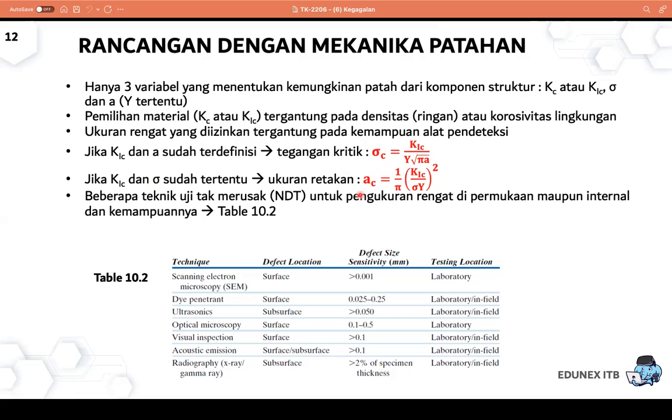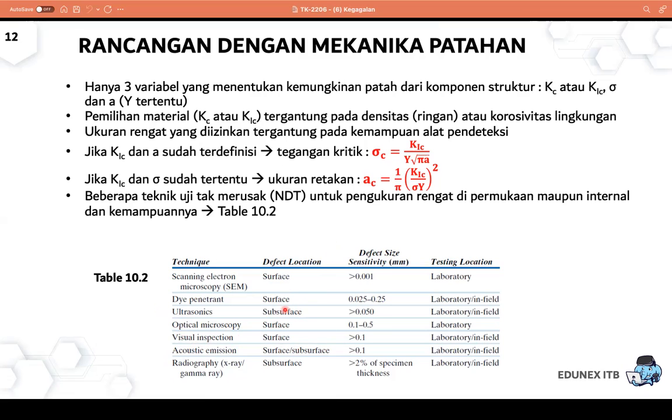Okay, so this is all about NDT or non-destructive testing, which I explained to you before. We can use a scanning electron microscope, but we have to cut the specimen and put it in the laboratory. We can use a dye penetrant, ultrasonic, optical microscope, and so on, or acoustic emission and radiography to check the defect location.